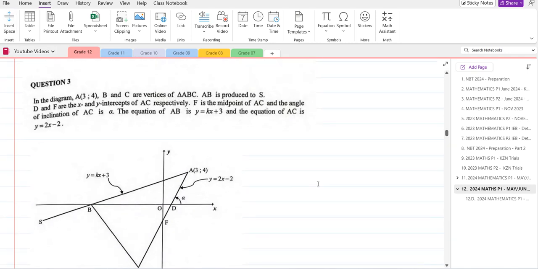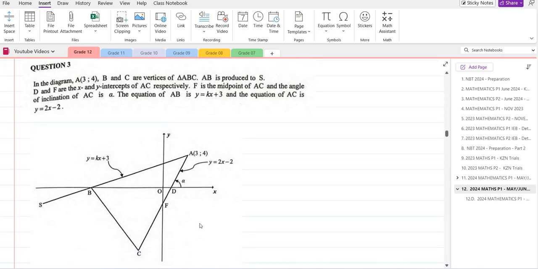Right, so now we are on analytical geometry. In the diagram A, B, C are vertices of triangle ABC. Make sure you read all the information, because sometimes there's important information that you miss out if you don't read. Line AB is produced to S, okay? D and F are the x and y intercepts of AC respectively. Remember, the equation of AC is given. The equation of BA is not given, it's given as kx.